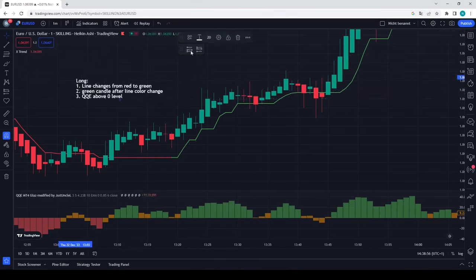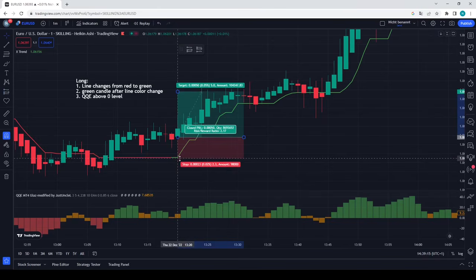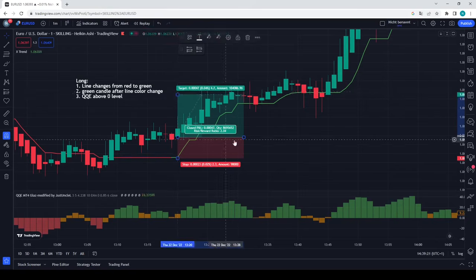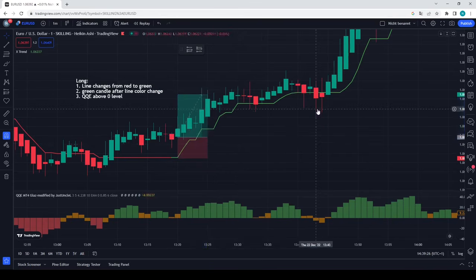So you can see over here, we have all of these three things valid. The line changes here, we have a green candle, and the QQE is also in the positive area. So we can enter our trade here. We set our stop loss right below the line, and we have a risk reward ratio of 1 to 2, or 2 to 1. And this is how we enter a long trade.